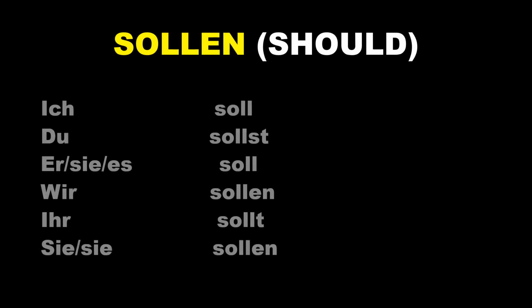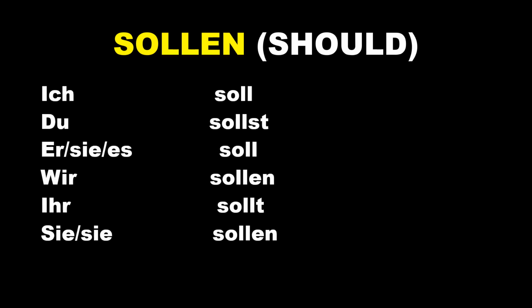Now, how to conjugate the verb sollen, which means should. Ich soll, du sollst, sie es soll, wir sollen, ihr sollt, sie sollen. Again, the first person singular form and the third person singular form are similar. They are conjugated likewise.